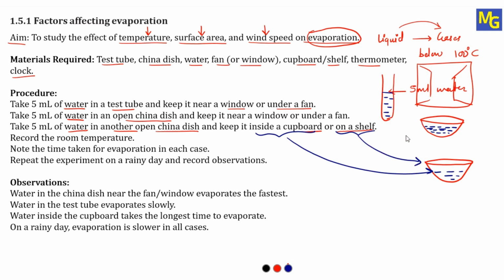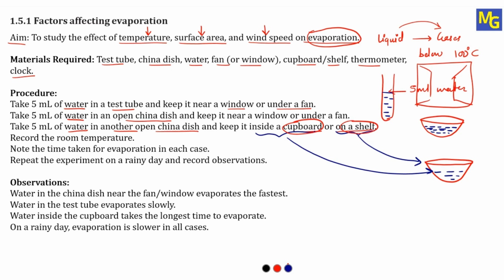Now see here what I did. I'll repeat once again. First I took 5 ml of water in a test tube, and the test tube I have kept near window or under fan. Then I took a china dish, 5 ml of water, and the china dish is open. I have kept it near window or under fan. Take one more china dish, take 5 ml of water, but this china dish we are going to keep inside the cupboard or on a shelf.